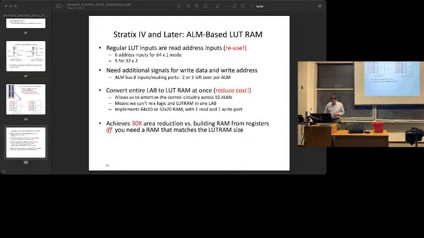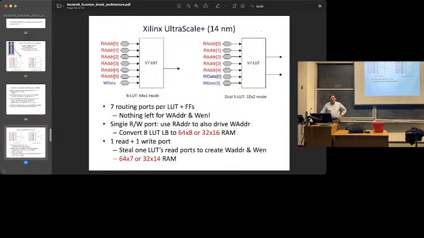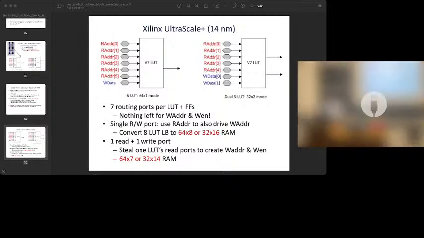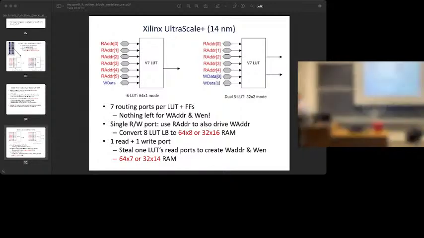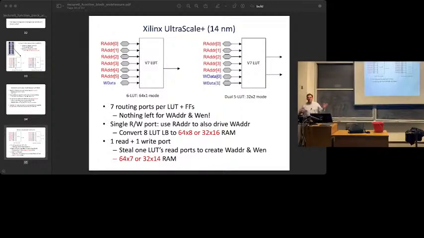Okay, so what does Xilinx do? Xilinx is pretty similar. So in their UltraScale architectures and later, what Xilinx does is they build just 6 routing ports for their 6-LUT. Let me think about this for a second. Okay, so they only build 7 routing ports. They build 6 routing ports for their 6-LUT, and then they give 1 extra one for the register. So they wind up with 7 routing ports, whereas Intel had 8.